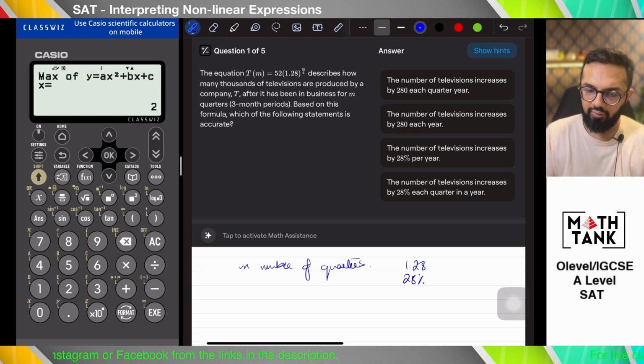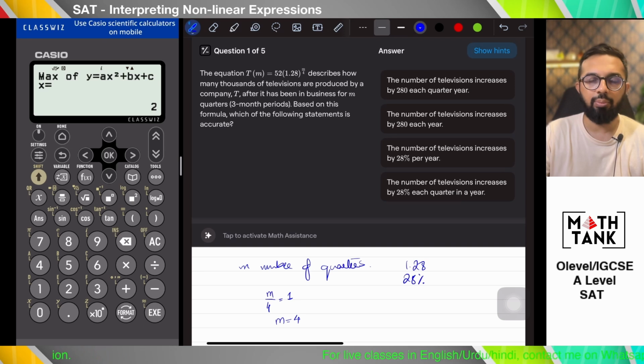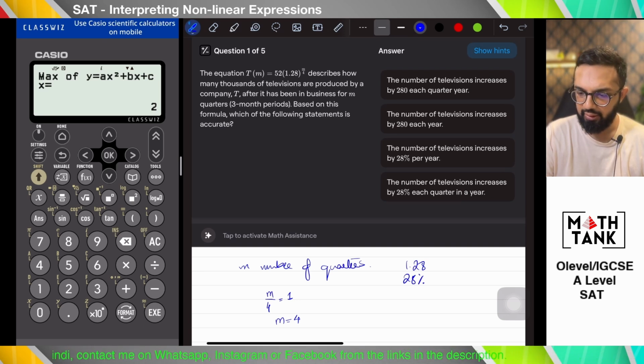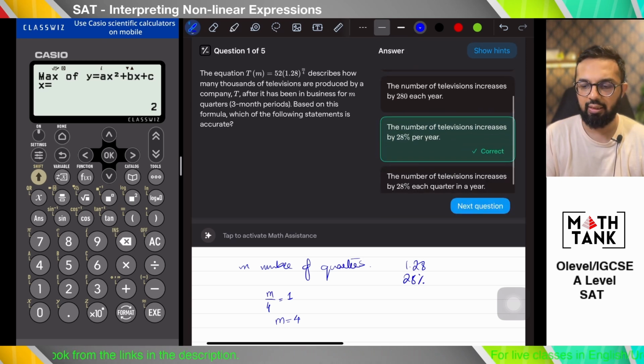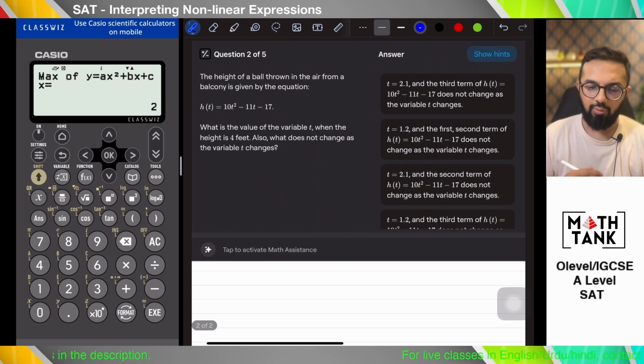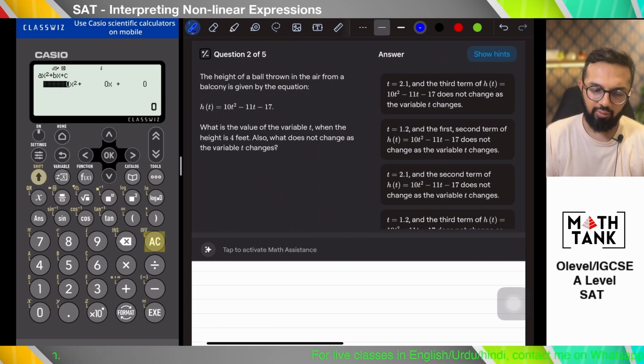So the trick to these questions is to take the power and equate this to 1. That means the 28% cycle runs every 4 quarters. 4 quarters mean a year. So I can say confidently that it increases by 28% after every 4 quarters. That means it increases by 28% per year. I think that should be the correct answer. Yes, that is the correct answer. These are difficult questions, so you will sometimes find challenging questions as well.